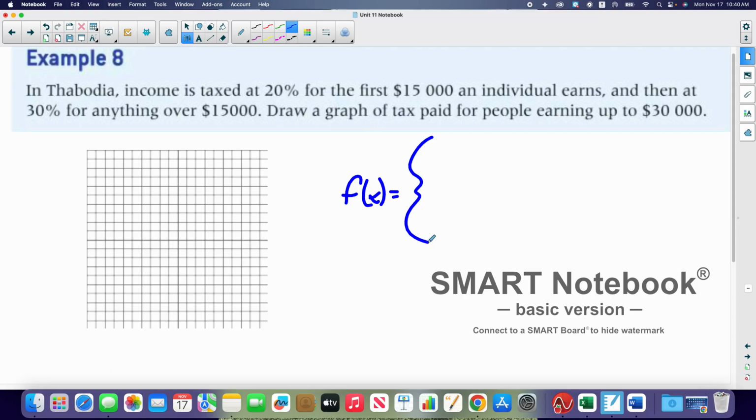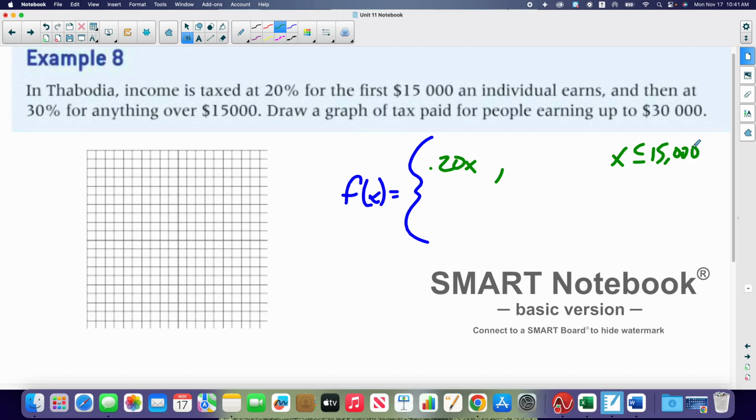I'm giving you my income, and you're telling me how much tax I owe. 20% would be the rate, so 0.20x. I'm going to multiply my income by the tax rate, which is 20%. Now, when am I going to use that model? When it's less than or equal to 15,000.